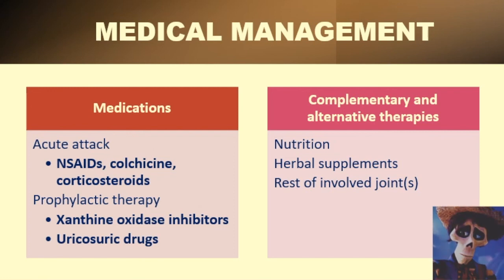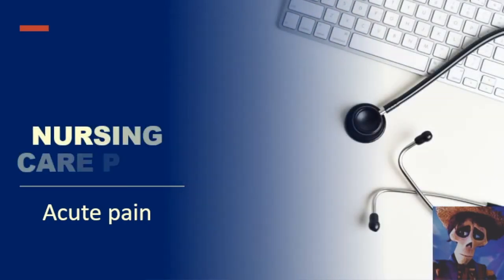Now, complementary and alternative medicines are geared toward nutrition, herbal supplementation, and rest of the involved joints. When you're talking about pain among patients with musculoskeletal problems, resting the involved joints will already be one of your prime concerns. So, our main nursing concern for this patient is acute pain. That's the main nursing diagnosis that you will be seeing in this patient, acute pain, again because of the deposits.